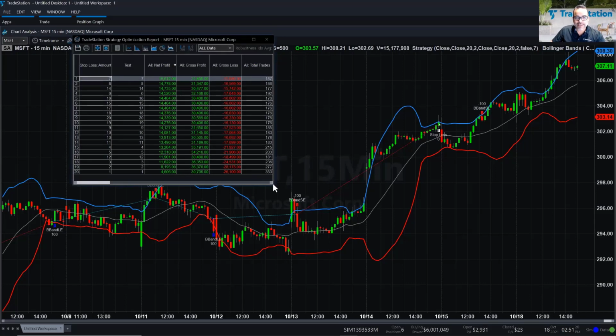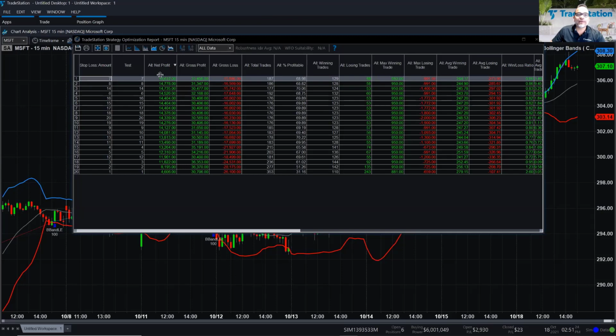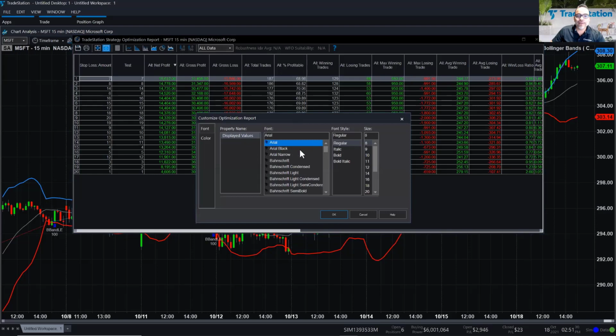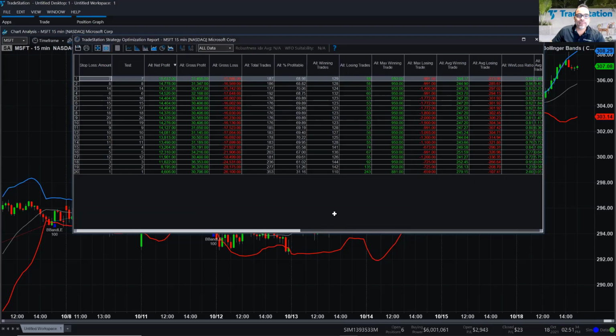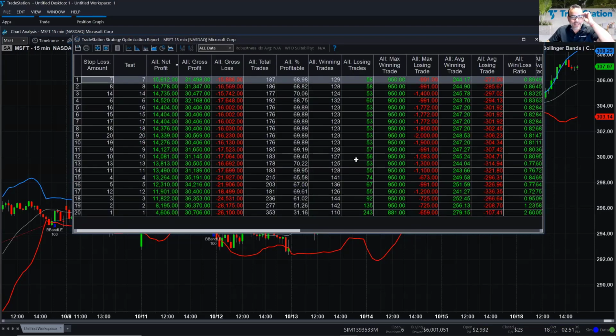Let me resize this so that we can take a look at it. Let me make the font bigger for now. One of these is going to be a customized window, and I'll make the font bigger so that everyone can see it. Okay, so that's my font. My font is bigger. I want you guys to take a look at what's going on here. The stop loss amount that was tested is right here on the far left.